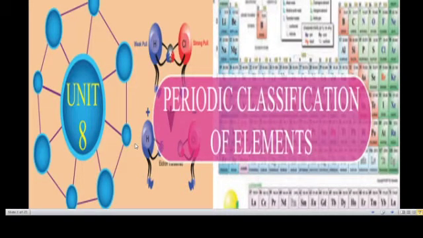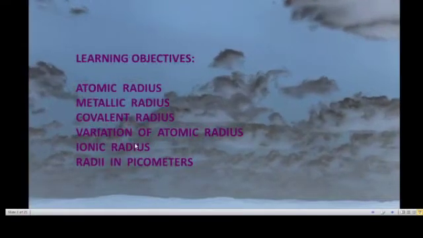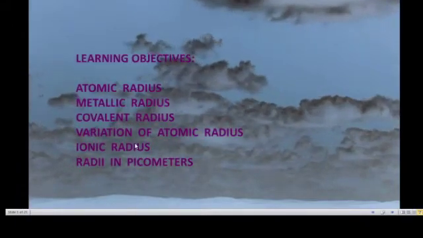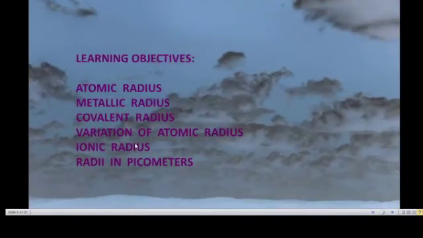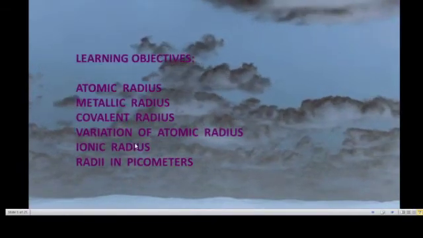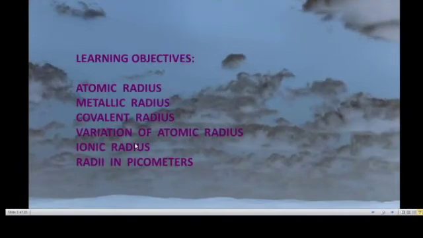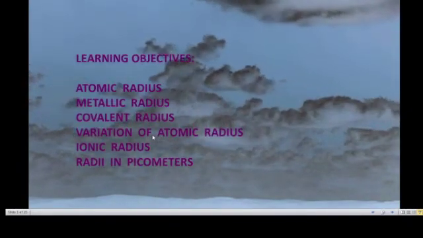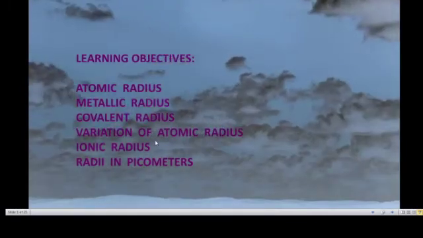Today's lesson, Unit 8, Periodic Classification of Elements. Learning Objectives: Atomic Radius, Metallic Radius, Covalent Radius, Variation of Atomic Radius, Ionic Radius, and radii in picometers.